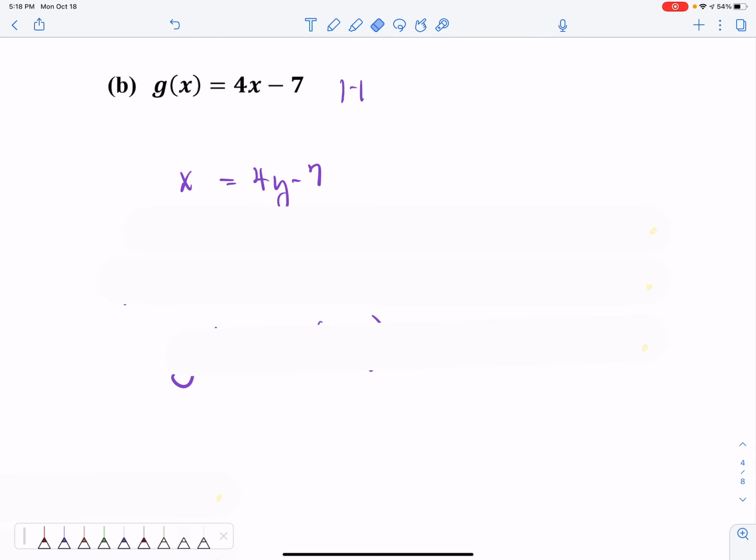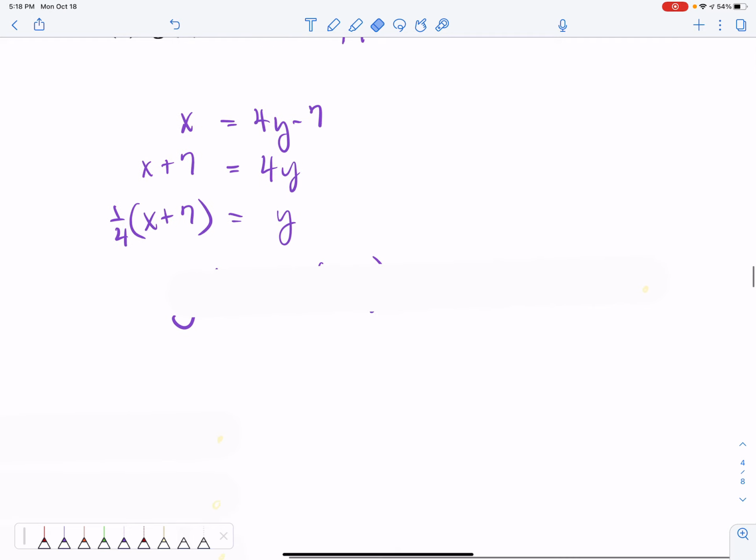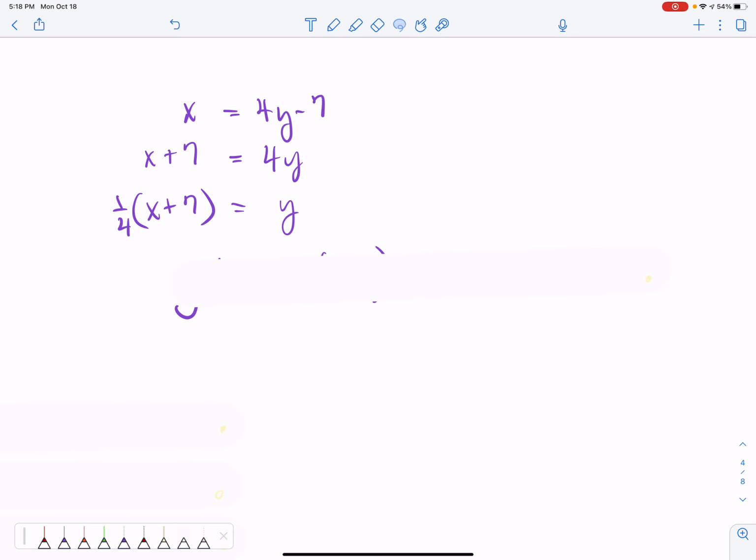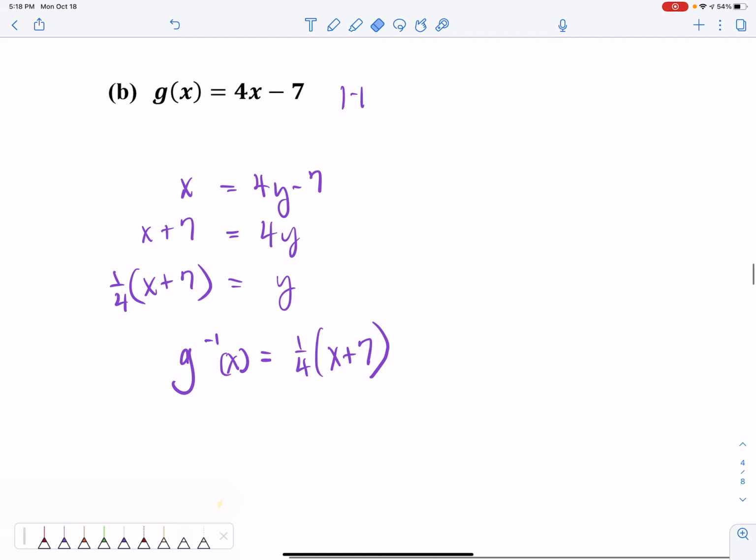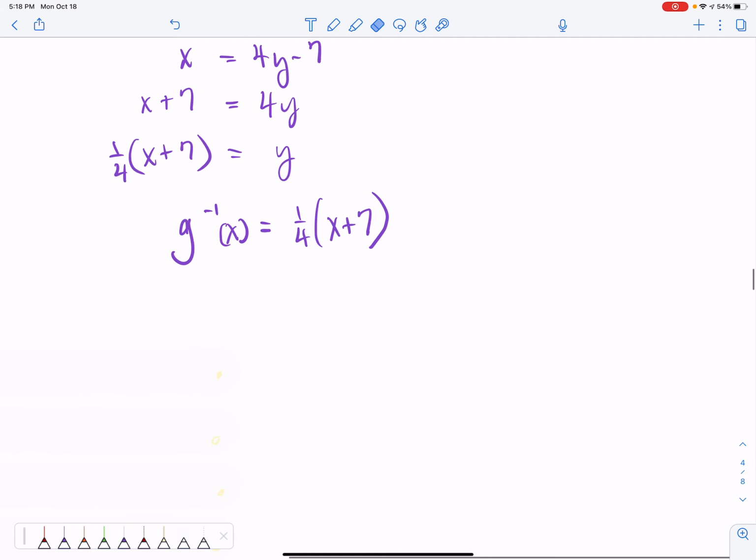Step number 2 says to solve for the new y. So you're going to add 7, and then you'll either divide by 4 or multiply both sides by 1/4. It's the same thing. And then step number 3 says you can't leave that new y written like that. You need to use the proper notation. And so my proper notation is going to be, in this case, it started out as a g of x. So this is going to be g inverse of x is equal to 1/4 times the quantity x plus 7.